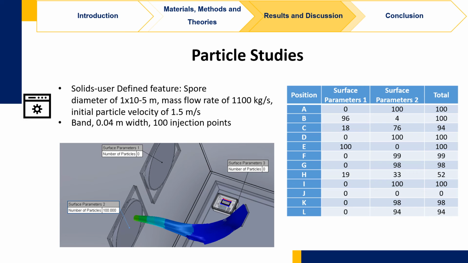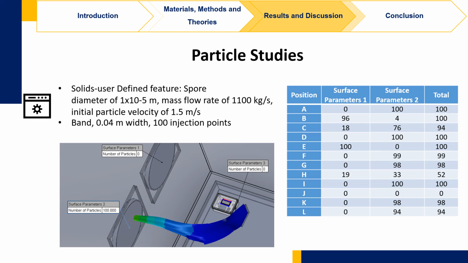For the particle study, the spore device was created using solid user-defined filters. Particle properties and trajectory parameters are presented at the top of the picture. The picture shows one example of particles detected on the tree surface from an infected vegetable in position A. All simulations show the particles do not get a chance to pass through the surface parameter three, as the other two surfaces have much stronger volume flow rate.